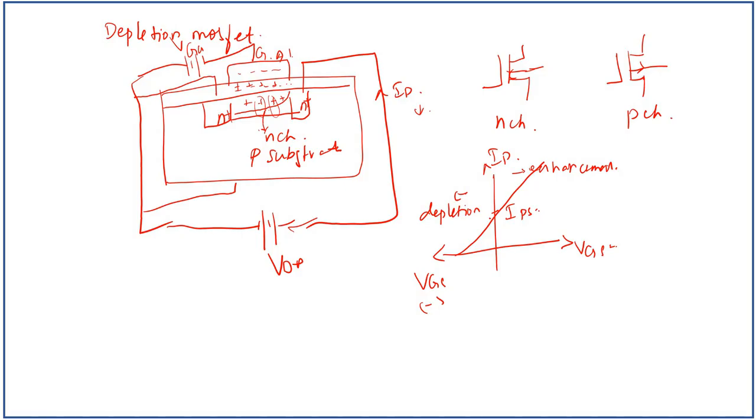Comparison of N and P channel. N channel is very popular because it is much easier and cheaper to produce than P channel. Hole mobility is nearly 2.5 times lower than electron mobility.